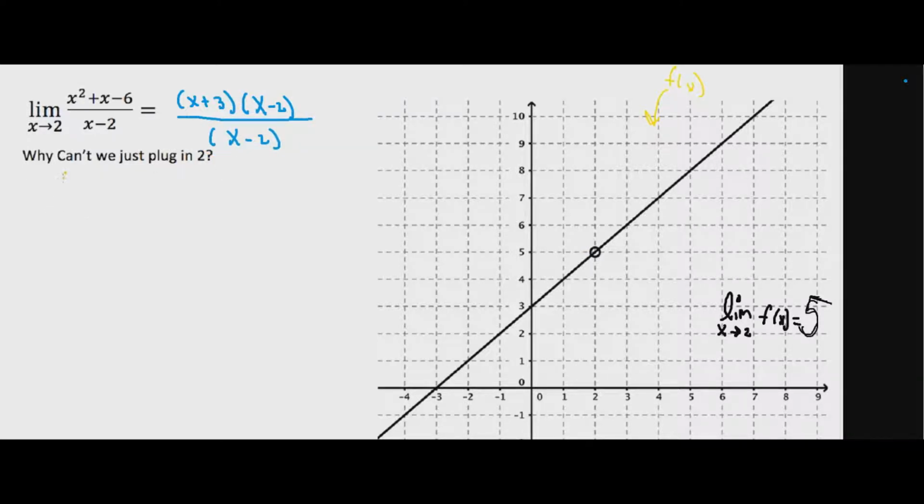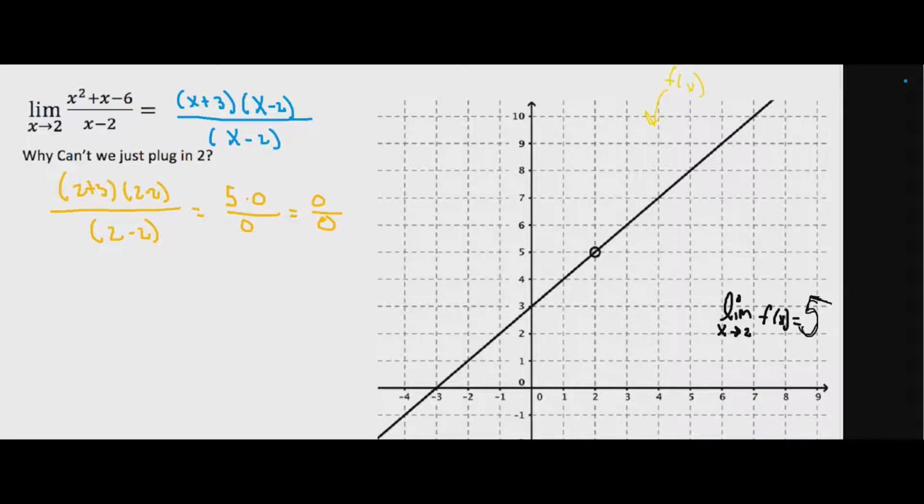If we actually try to plug in 2, we're going to get 2 plus 3, 2 minus 2, over 2 minus 2. We're going to get 5 times 0 divided by 0. And this is going to be 0 over 0, right? And it doesn't make sense, right? We can't divide 0 by 0. That doesn't make any sense. And first of all, we can't even divide by 0. And so we can conclude, right, that we're going to have a hole. All right, and so that's where the hole comes from, by the way.